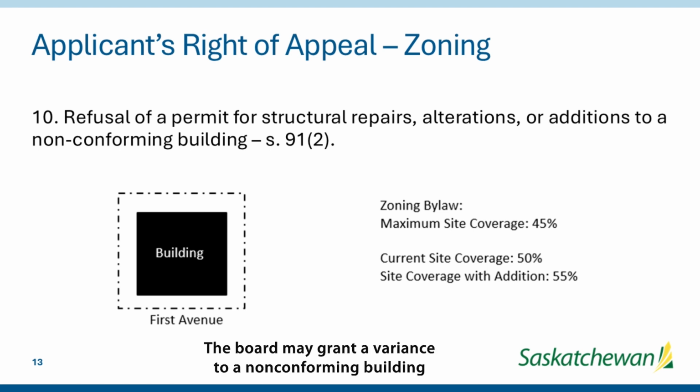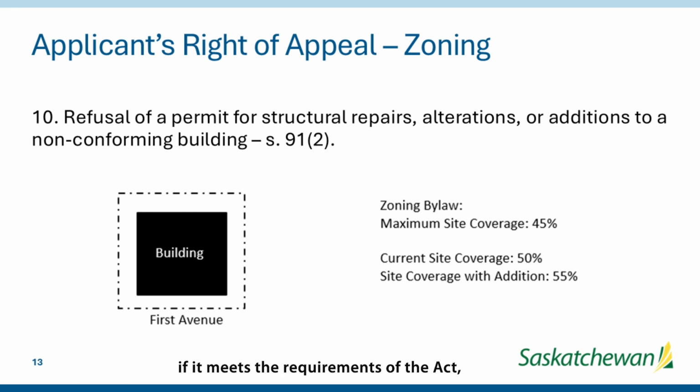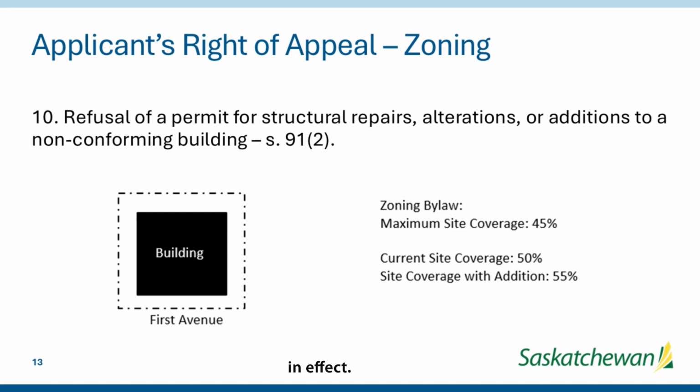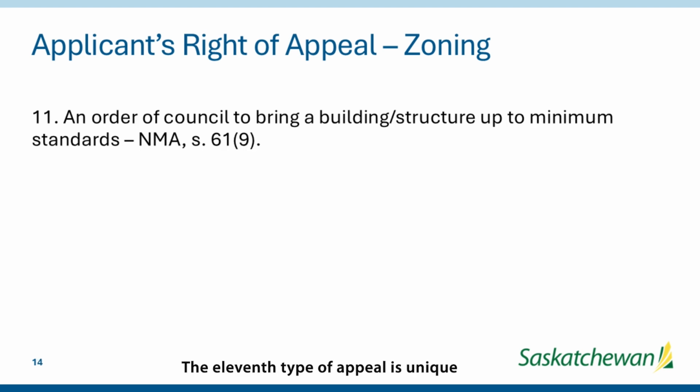The board may grant a variance to a non-conforming building if it meets the requirements of the Act or upholds that any changes to the building meet the current bylaw in effect. The 11th type of appeal is unique to northern municipalities.